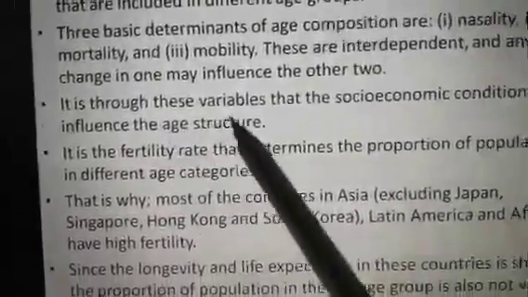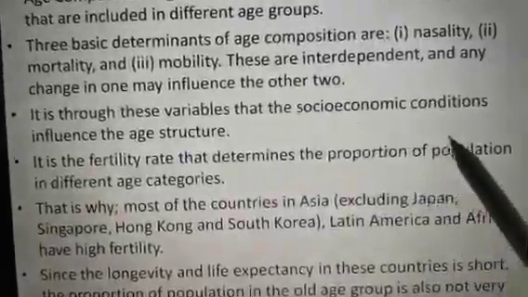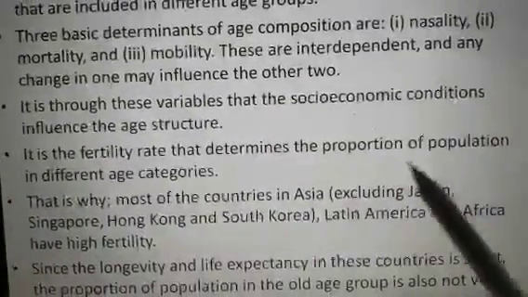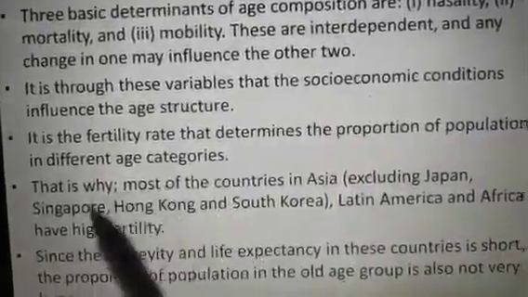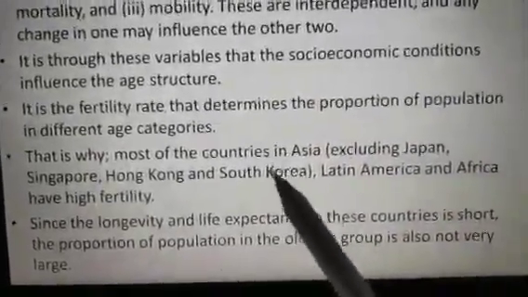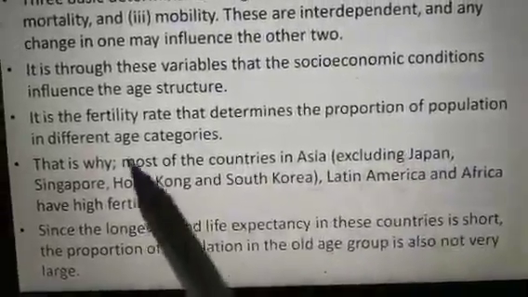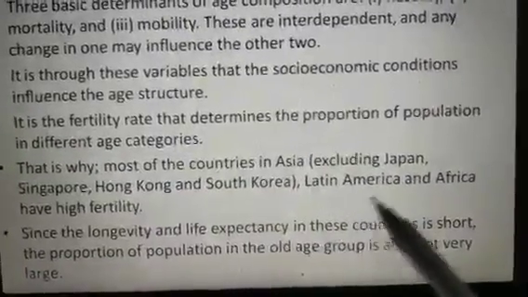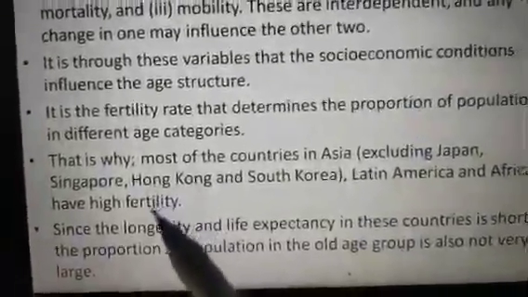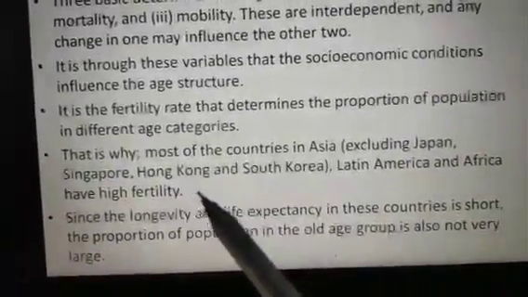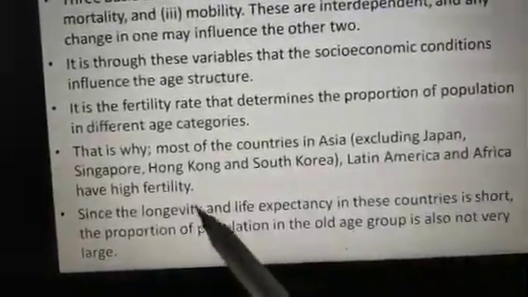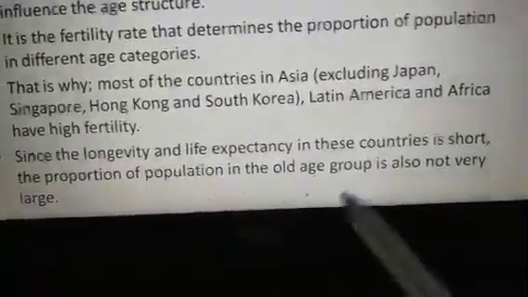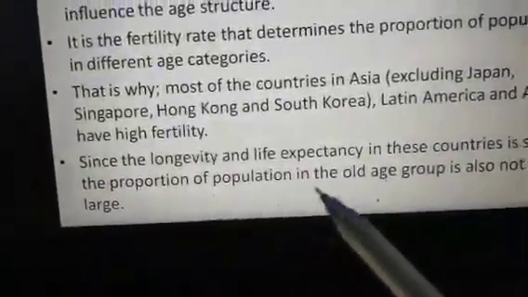So it is through these variables that our socio-economic conditions influence the age structure, and it is the fertility rate that determines the proportion of population in different age categories. So students, most of the countries in Asia, excluding Japan, Singapore, Hong Kong and South Korea, and including India, Latin America and Africa, have high fertility. So we must learn here that most of the countries in Asia, Latin America and Africa have high fertility. Since the longevity and life expectancy in these countries is short, the proportion of population in the old age group is also very large.